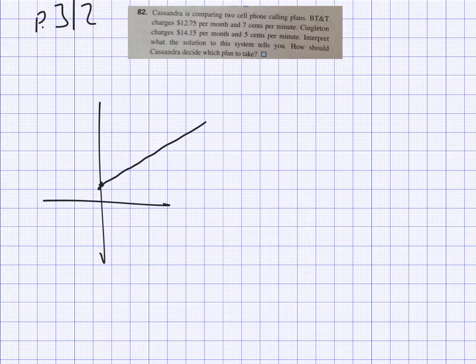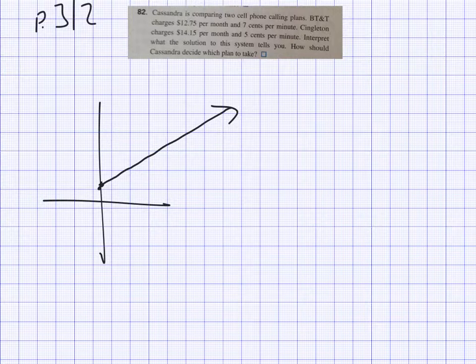So let's ignore that first question, the interpret the solution part. How should Cassandra decide which plan to take? Essentially, you have these two plans, BT&T and Singleton, and I'll give you a little graph to go along with this. The BT&T plan starts less expensive, so maybe this is the starting cost somewhere down here. But it's more expensive per minute, so as you use up minutes, the price is going to increase a little bit faster than the other one.